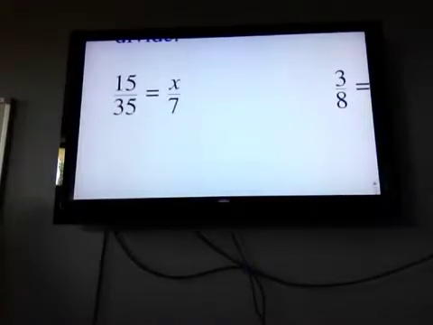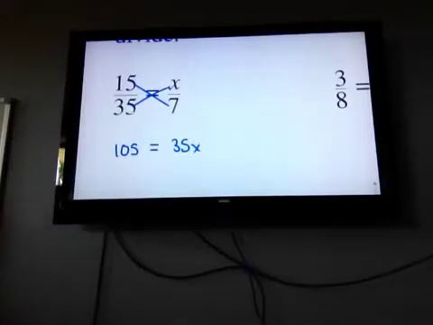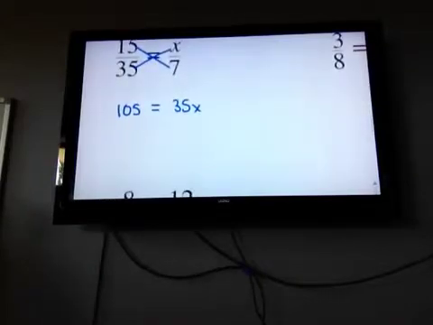Okay, cross multiply, not across, but cross. Two different words. So 15 times 7, 105. 35 times x, 35x, and you set them equal to each other. Cross multiply. And then we're just going to divide by 35. And x equals 3.